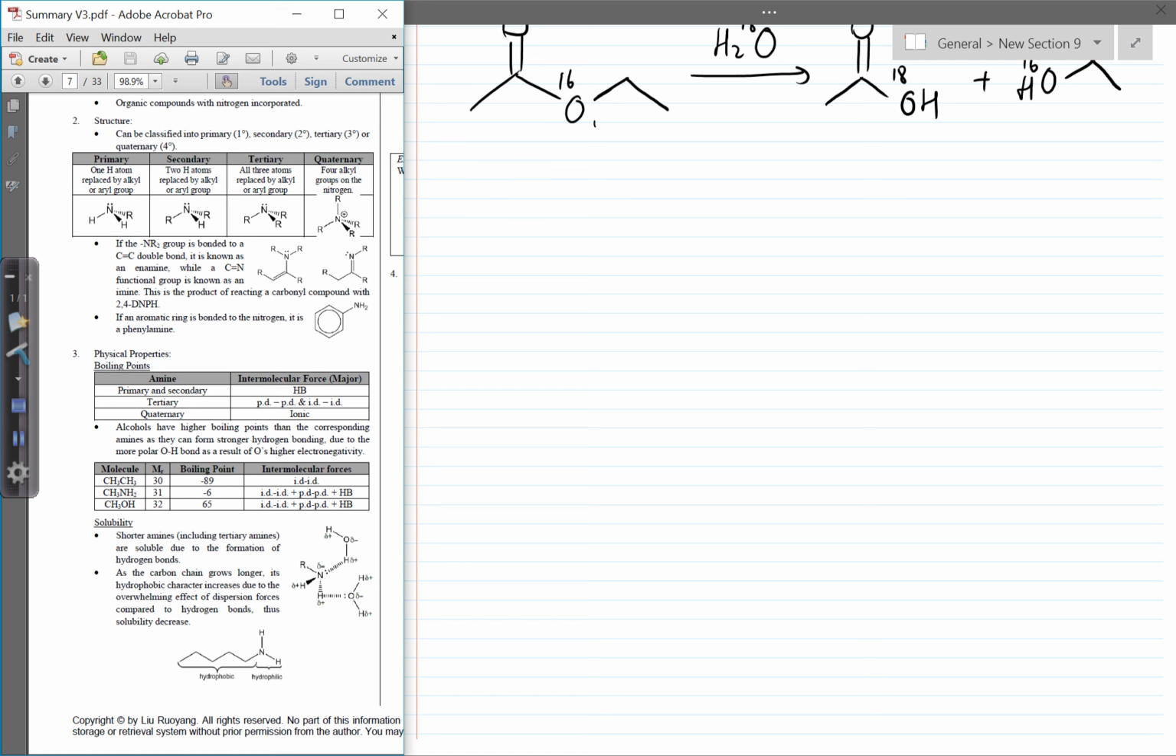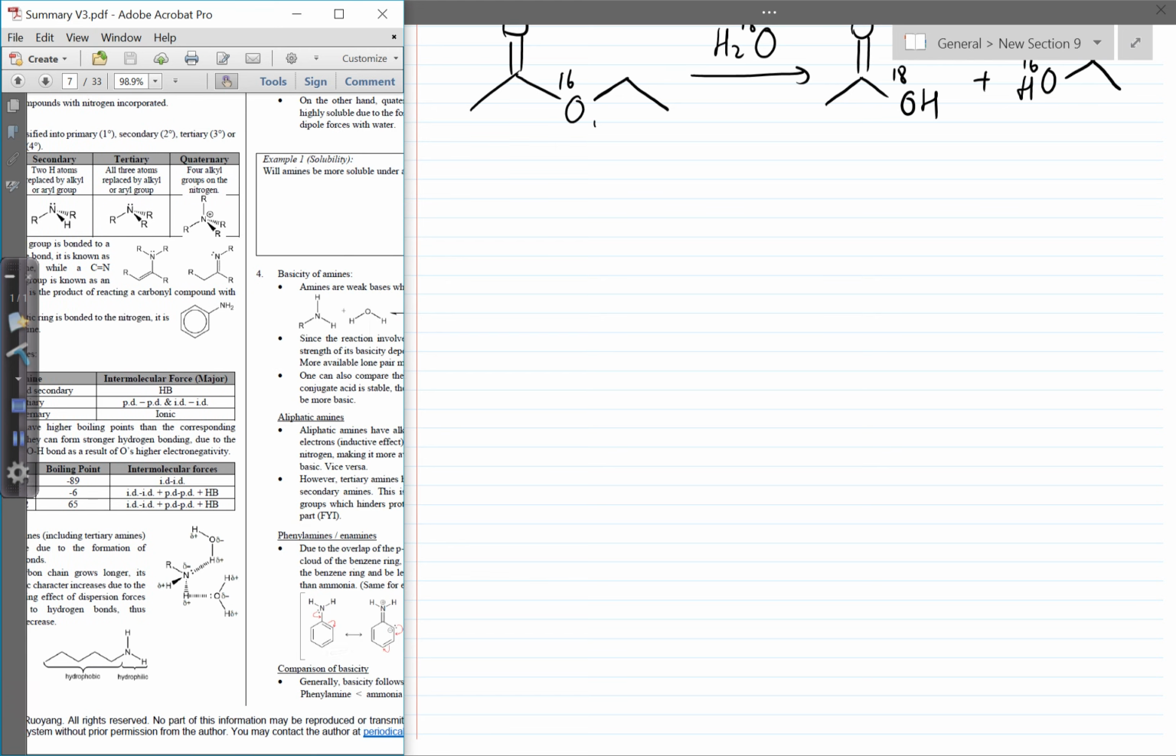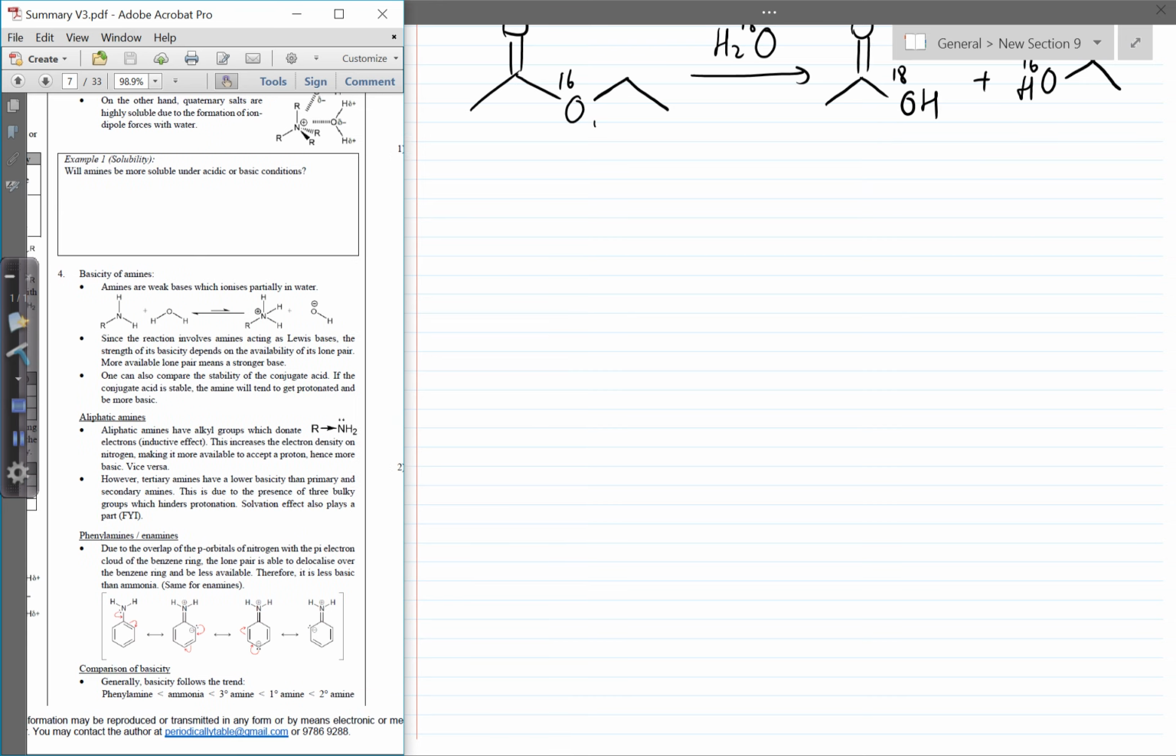Solubility wise, shorter amines are soluble. For example, your primary and secondary amines are soluble, but tertiary is not that soluble because there's no hydrogen bonds. They can only act as hydrogen bond acceptors but not hydrogen bond donors because there's no NH, but they contain a lone pair, so they can bond to, say, water's OH hydrogen, right? Same thing, as your hydrophobic tail grows longer, it gets less and less soluble.